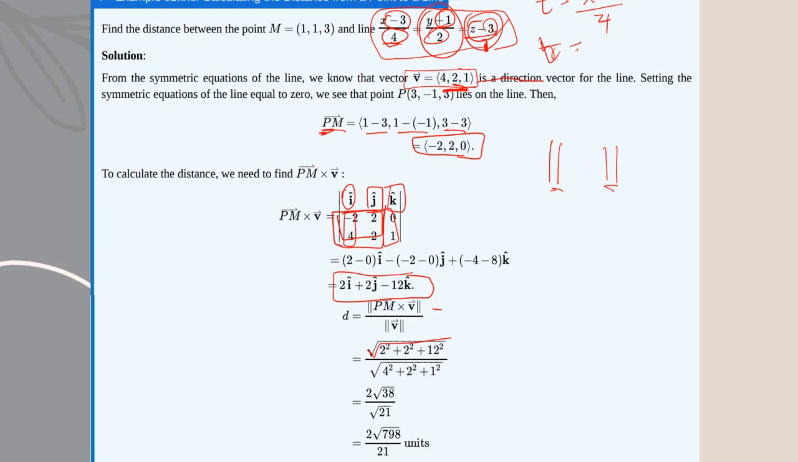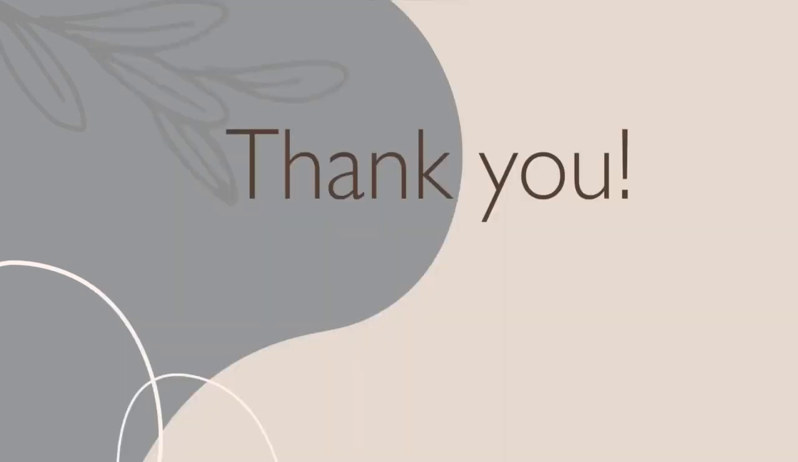And since we do not accept a final answer with a radical in the denominator, we will rationalize, and then we will get 2 square root of 798 over 21. Okay? So, that will be all for the equation of the line. In the next video, we'll have the equation of the plane.